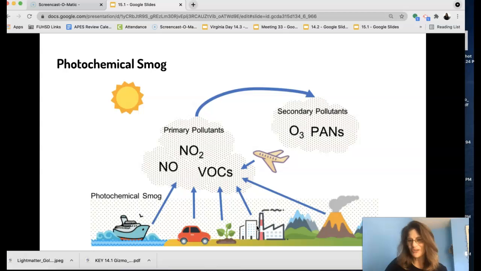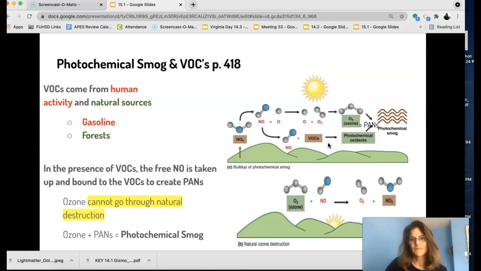So here's a picture illustrating what I just said on the previous slide. You have lots of sources of these primary pollutants of nitrogen oxides and VOCs. Here's all the different places they can come from, and they are going to react when there's a lot of sunshine and warm temperatures to form ground level ozone and PANs, which are the ingredients of photochemical smog. So let's break it down even further.